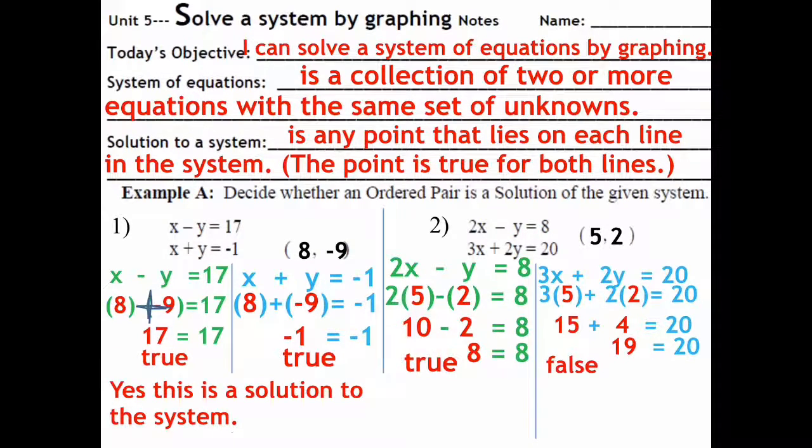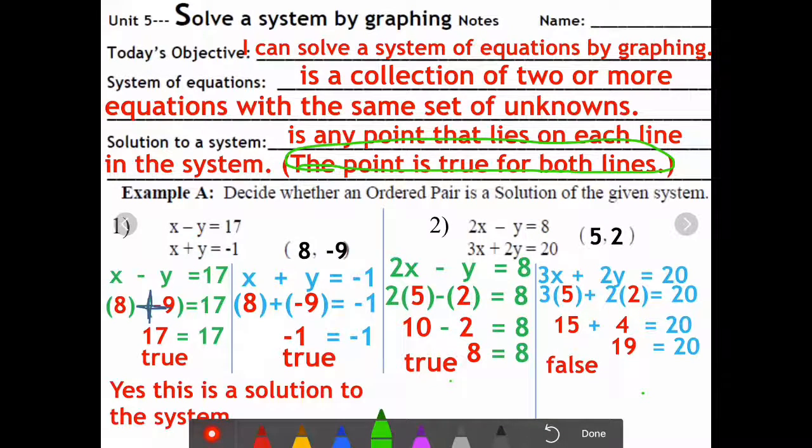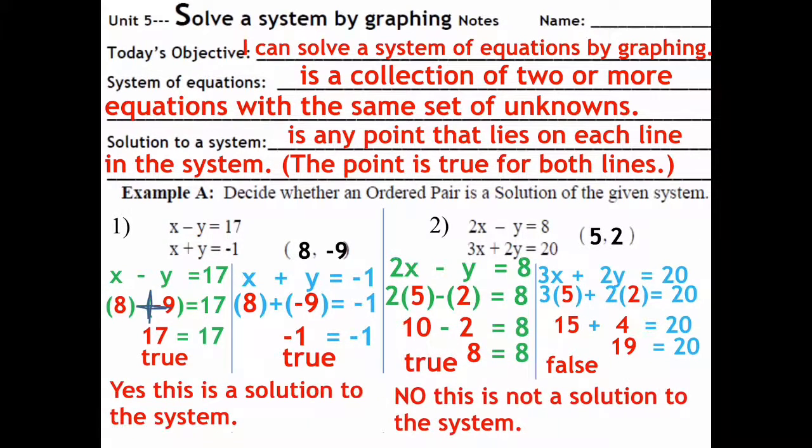This is false. Now again, you need to have two truths for it to be a solution. Over here we have a true and we have a false. Therefore, this one is not a solution to the system, meaning it is not at the intersection point of the two lines. So let's go to the next slide now.